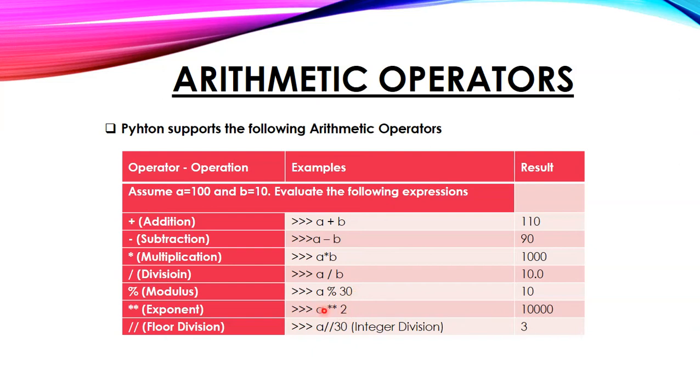Exponent is nothing but the power, as I have mentioned here, A exponent 2. And A floor division of 30. Floor division gives the integer part of the quotient. That's what floor division is. Clear examples will be explained in the demo session.